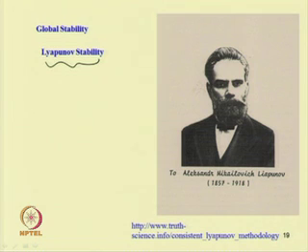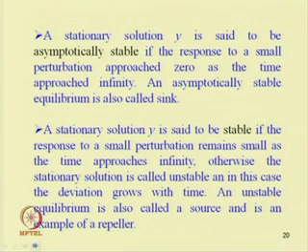So, in case of this Lyapunov stability, according to this, a stationary solution y is said to be asymptotically stable if the response to a small perturbation approaches 0 as the time approaches infinity. An asymptotically stable equilibrium is called a sink. A stationary solution y is said to be stable if the response to a small perturbation remains small as the time approaches infinity. Otherwise, the stationary solution is called unstable, as in this case the deviation grows with time. An unstable equilibrium is also called a source and is an example of a repeller.